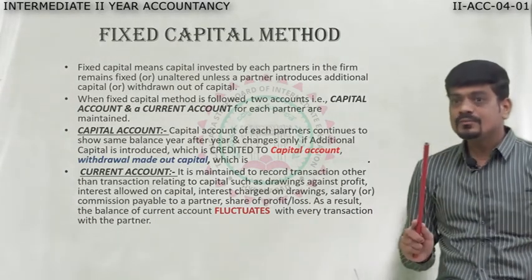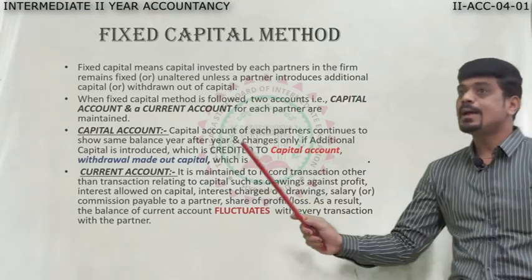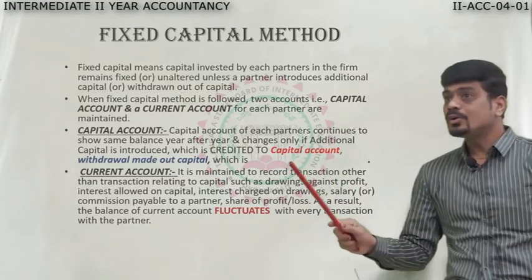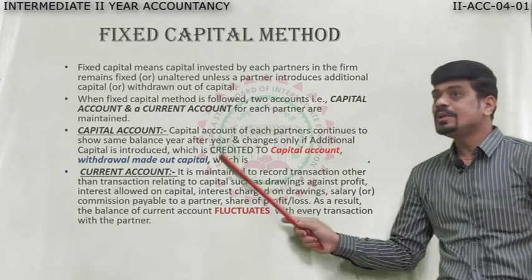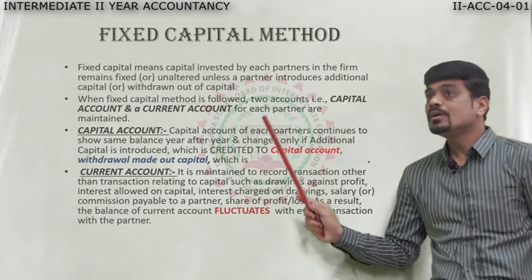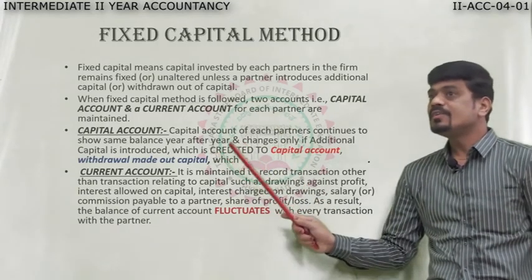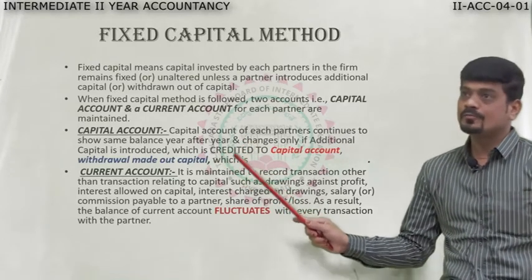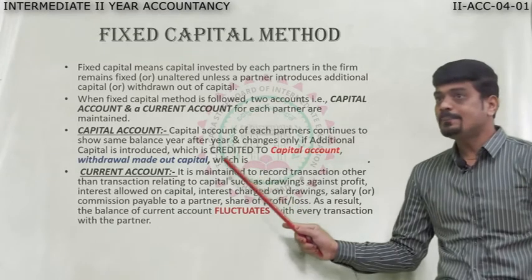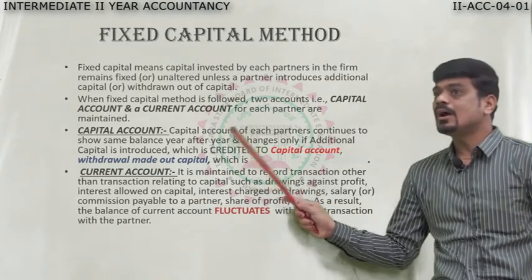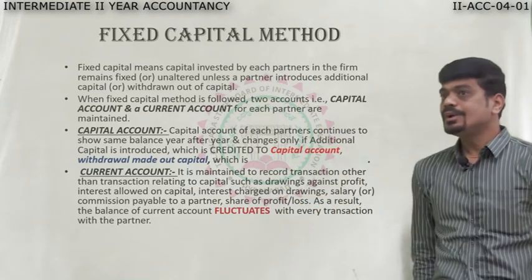Sometimes when the partner makes drawings, those drawings must be made out of capital. Please keep in mind, it must be made out of capital. You have to focus on whether they say the withdrawals are made out of capital or out of profit. If they use the word capital, then we are going to debit the capital account and thereby the capital will reduce.